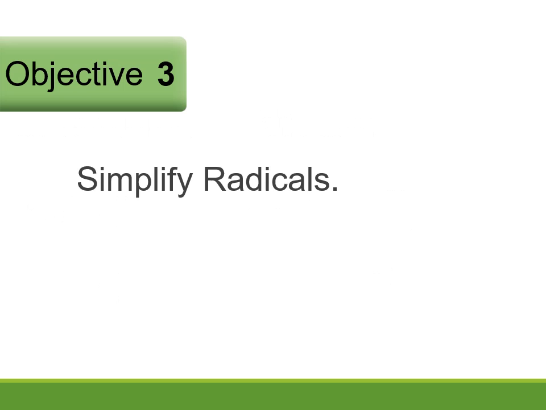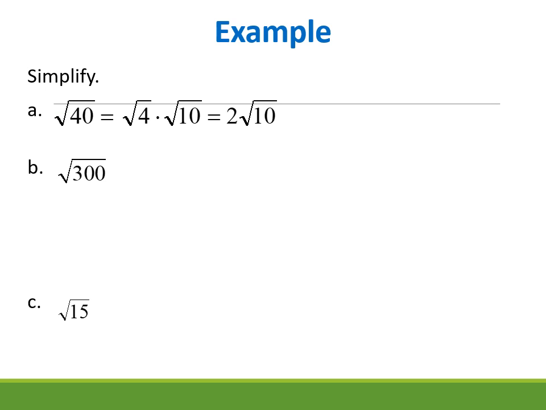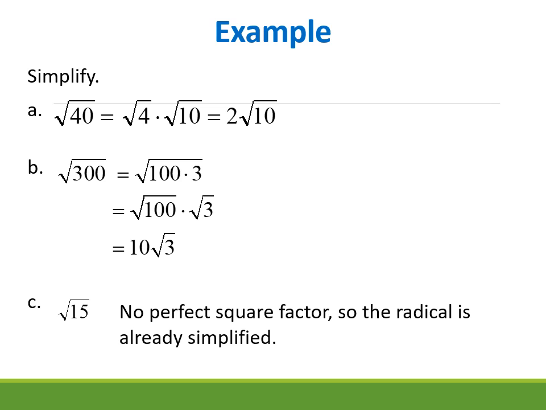Oh no. All of my work disappeared. Here we go. I could take out a pair of 2's is where we're at, and I could take out a pair of 5's, and I was left with 3. So 2 times 5 is 10, and the 3 would stay on the inside. So it would simplify to be 10 square root of 3. The square root of 15, well, 15 is only made up of primes, 3 and 5. So therefore, there's no perfect square factor, so the radical is already simplified.